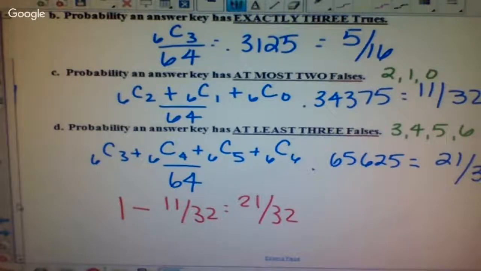Again, I don't care which way you do it, but it has to be the exact opposite in order to use the complement. So if for some reason that would have said at least 4 falses, you couldn't have used it. Okay. Questions?